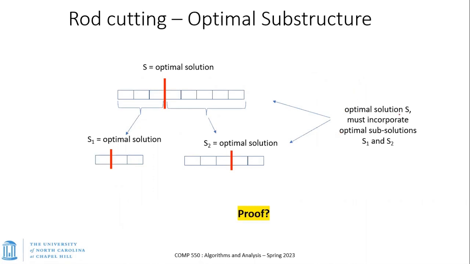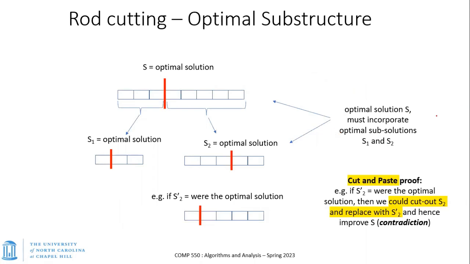So here's basically what we're saying: the optimal solution S must incorporate sub-solutions which are also optimal. And the proof is a proof by cut and paste. Let's assume that S2 is not optimal and S2 prime is better. Then we could simply remove this from the solution to S, replace it, and then we would have a better optimal solution to the overall problem.